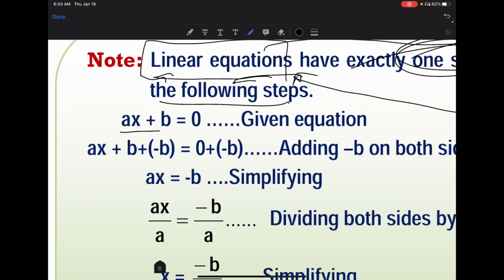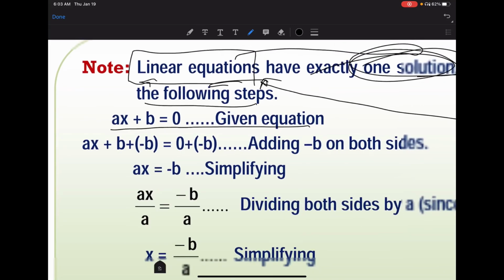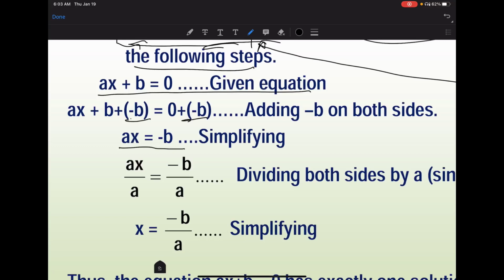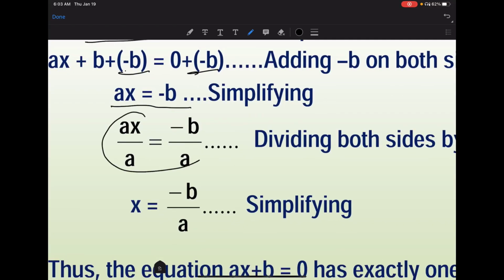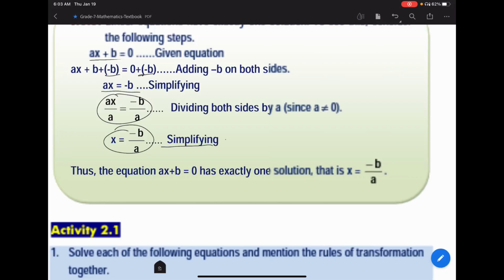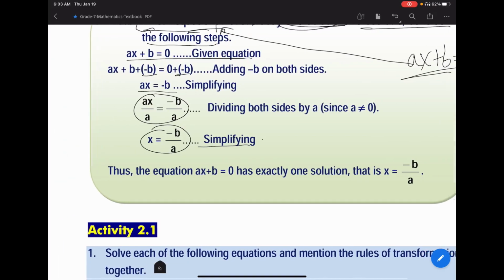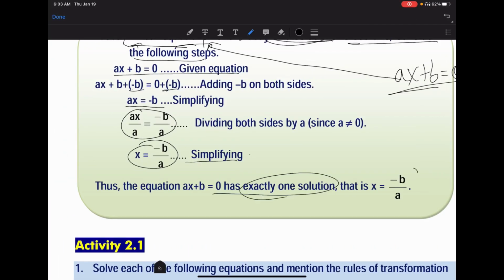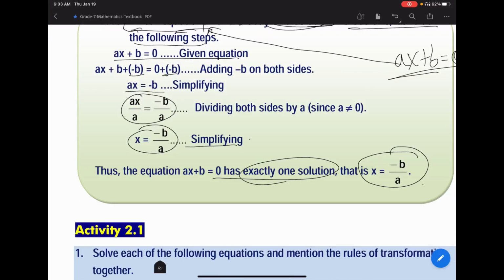Ax plus b is equals to 0 if given, we can subtract b on both sides. Okay, so we get ax is equals to negative b. Then we can divide both sides by a to get x is equals to negative b over a. Okay, simple. Thus the equation ax plus b is equals to 0 has exactly one solution, that is x is equals to negative b over a.